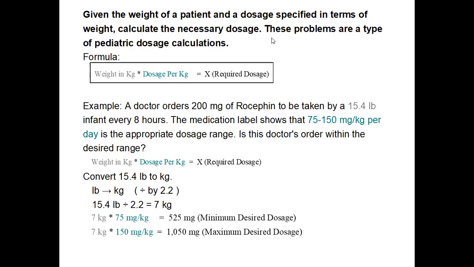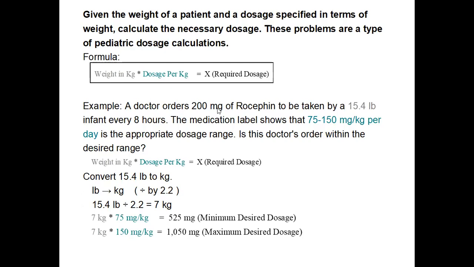Okay, given the weight of a patient and a dose specified in terms of weight, calculate the necessary dosage. These problems are a type of pediatric dosage or critical care, okay? So we have the weight in kilograms and we're trying to figure out the dosage per kilogram.